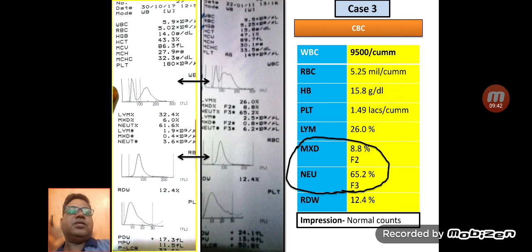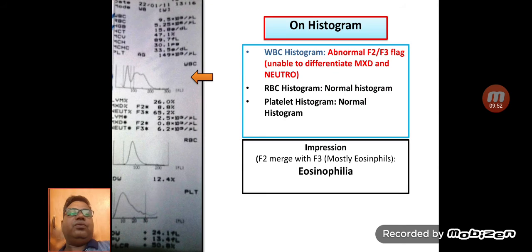So when you see such a graph, that means there is a shifting of the mixed cell population towards the neutrophils. With this merging of F2 with F3, usually such patients will have eosinophilia, and most of the eosinophils can be easily appreciated on the peripheral smears. So here you can see this is a typical case of eosinophilia.